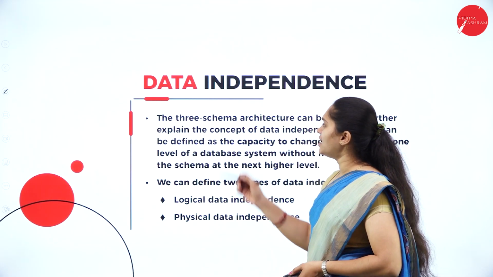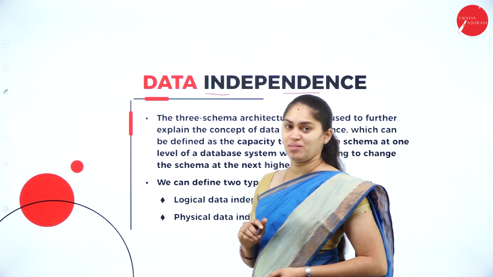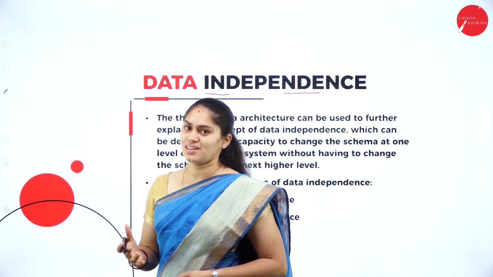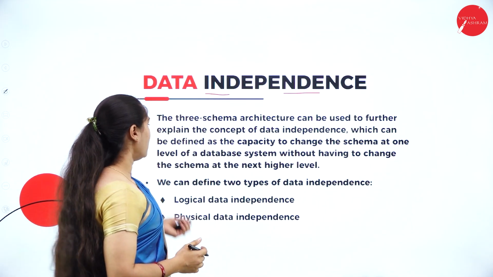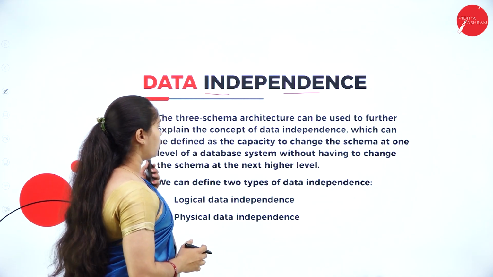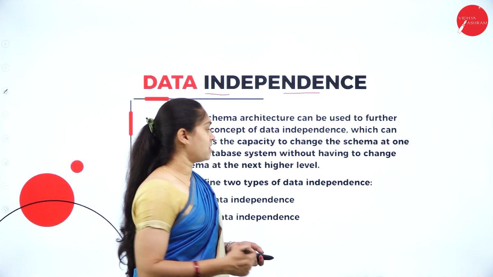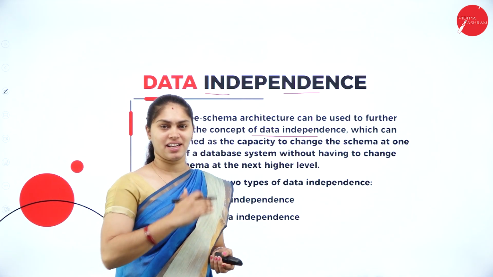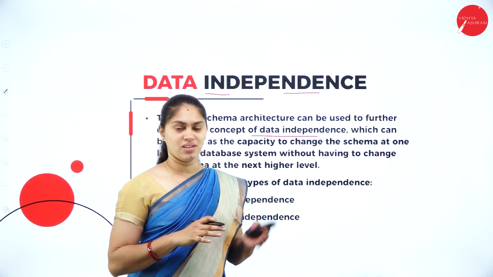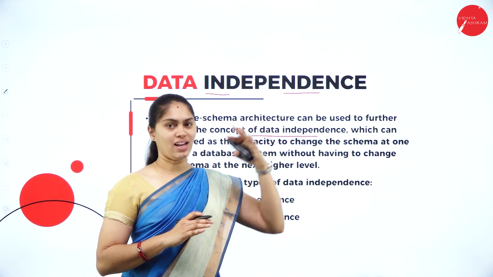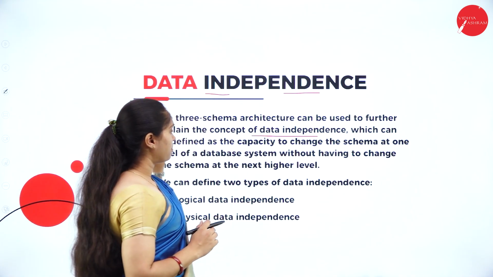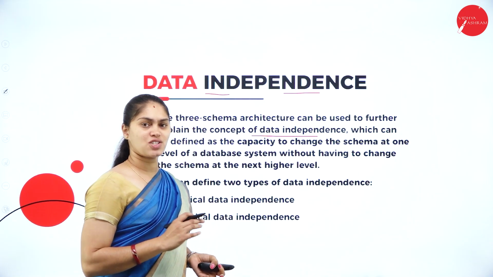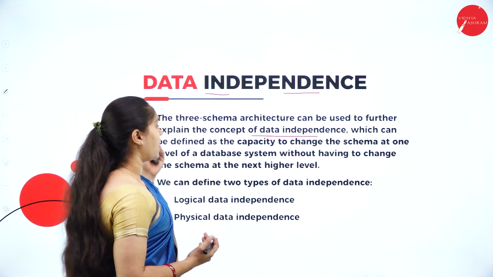Let me move to data independence. Very important. What is data independence here? You can see that the 3-schema architecture can be used to define data independence. Already you know the 3-schema architecture. We have more abstraction here. We have a low level, a conceptual level and an external level, correct? By making use of that 3-schema architecture, we are explaining data independence.